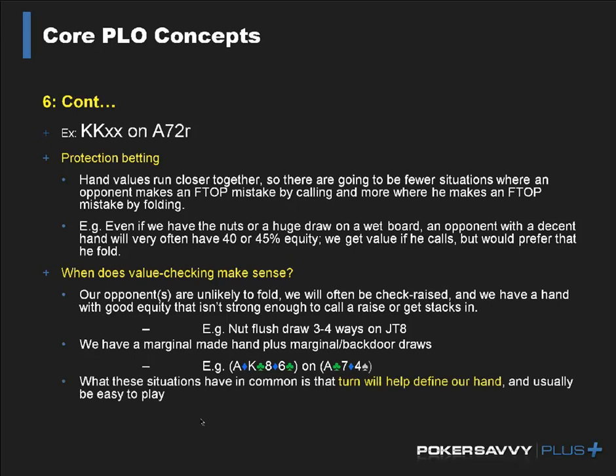What these situations have in common is that the turn will help define our hand and usually be an easy turn to play. And the turn will very often make our hand significantly stronger or significantly weaker. The nut flush draw case is even the prime example of that. If we get there, we've got a monster. If we don't, we've only got one more card to come, and we probably often won't even be able to call a pot-sized bet depending on the opponent and how much implied odds we have.